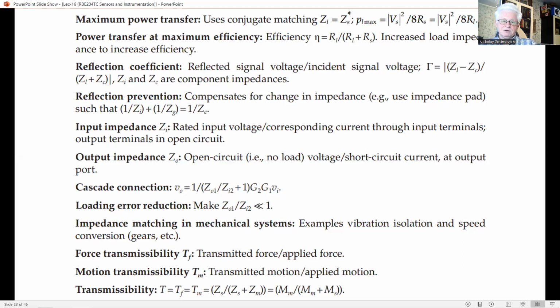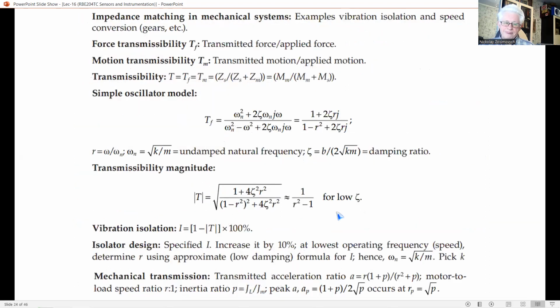Maximum power transfer uses conjugate matching. You can see this expression on the top. Power transfer at maximum efficiency and the other categories we can see in this slide. There are a few more examples, such as a simple oscillation model for transmissibility magnitude, vibration isolation design, mechanical transmission, and the final design problem.